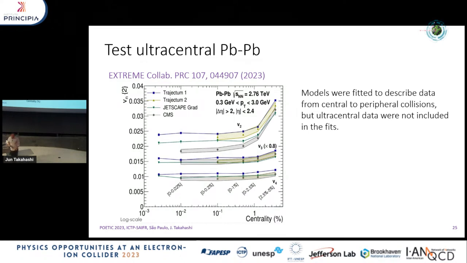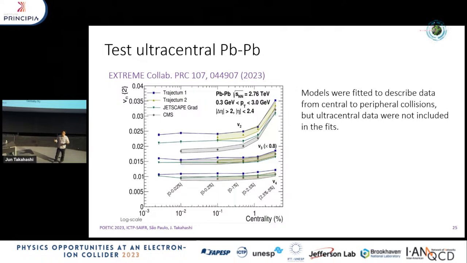We can go further. We can use these results. I showed you that these models were fitted to the experimental data. So within the range that they were fitted, they describe fairly well the experimental data, right? Everything works fine. The community is happy. We have a model that has 27 parameters. I don't know the actual number, but a large number of free parameters, and you can tune that so that you can describe the data.